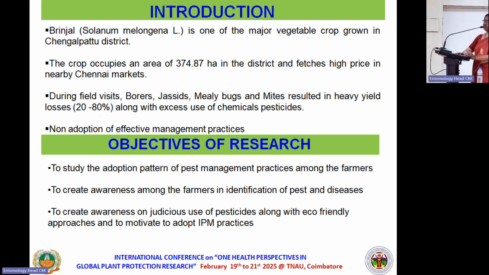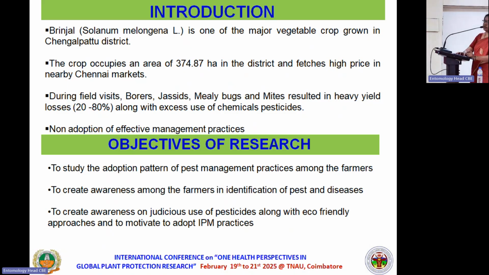Brinjal in Chengalpet district is one of the most important vegetables, grown in an area of 374.87 hectares with a productivity of 40 tons per hectare. During our field visit, we noticed that a major portion of brinjal is affected by insects like borers, jassids, mealybugs, and mites, which cause nearly 40 to 80% damage in the crop, resulting in yield losses. And most of the farmers were not practicing good management practices, particularly for insects.